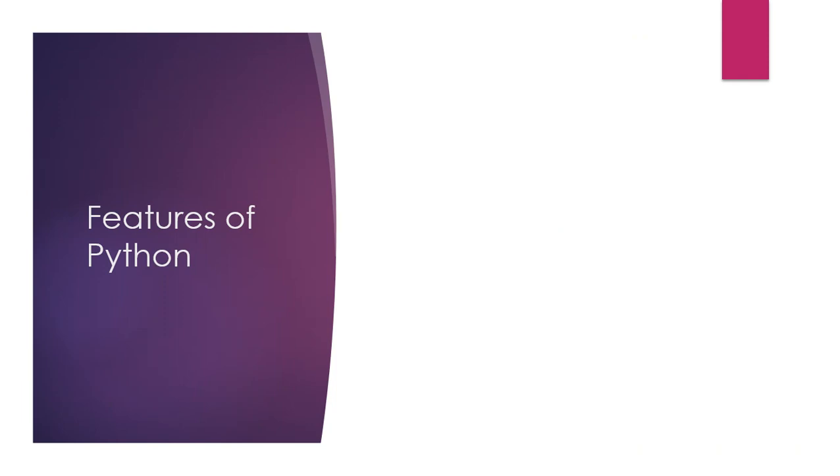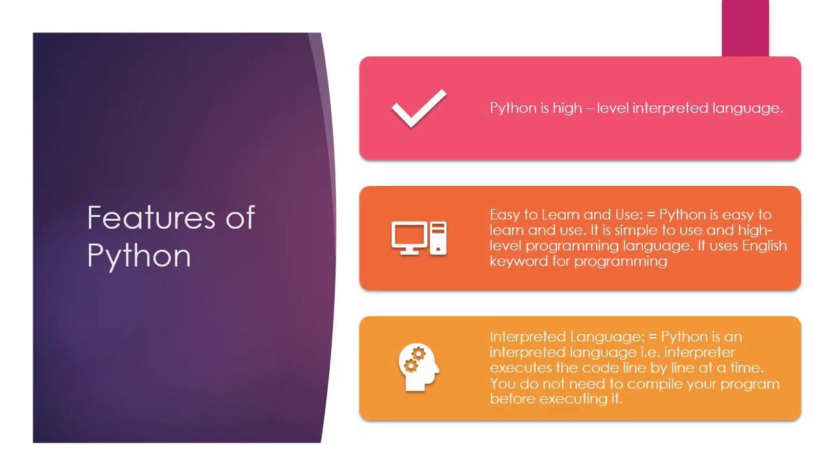First of all, friends, we are going to discuss the various features of Python that make it such a powerful and trending language nowadays. Python is a high-level interpreted language. It means that it is very close to the programmer. It provides features which let you do programming in a very easy and simple manner.